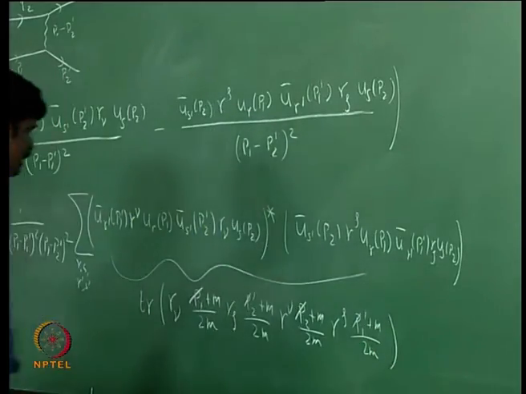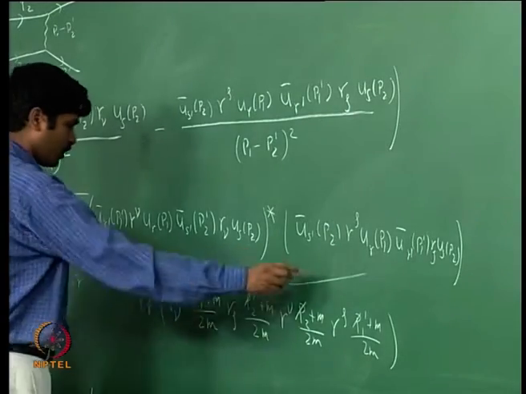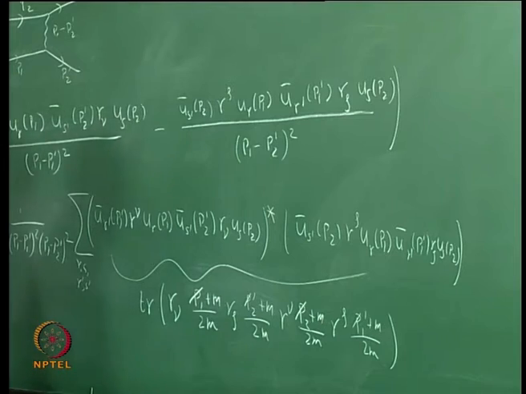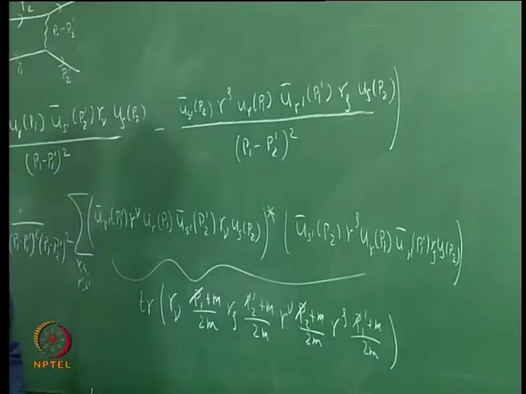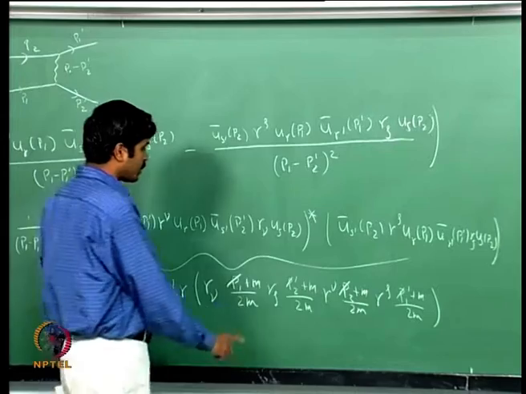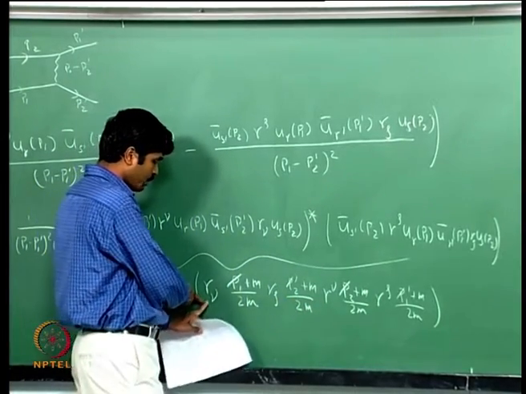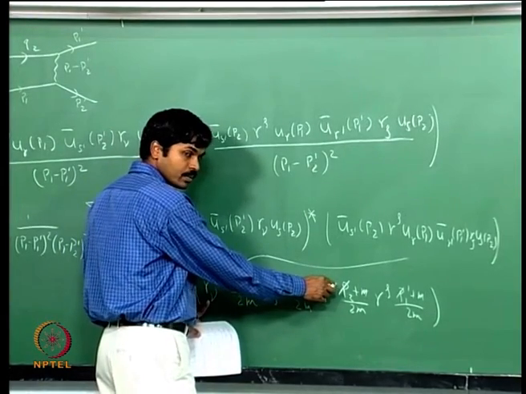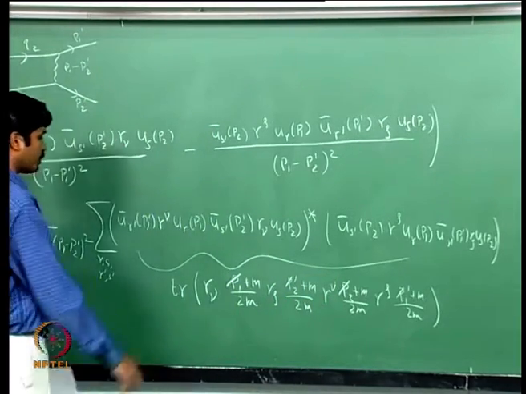I leave it as homework for you to evaluate this and show that this quantity is equal to the trace of the following. Notice that this contains 8 gamma matrices, so you need to evaluate this trace. However, there will be considerable simplification if you note that this gamma nu here is contracted with this gamma nu here, and this can make a lot of simplification.